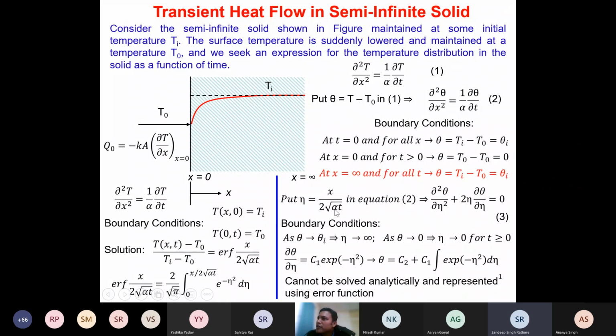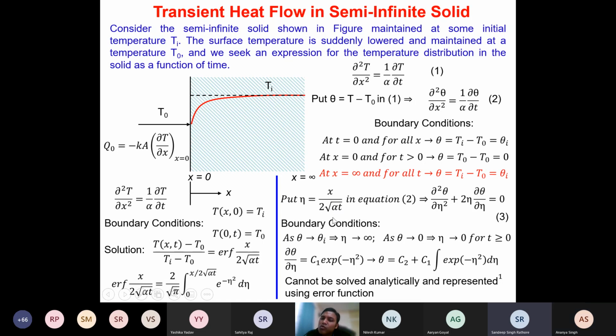Now alpha is what? Thermal diffusivity. What will be the unit of thermal diffusivity? Meter square by second, isn't it? So meter square by second into time, and time has a unit of second, so the second gets cancelled out. Alpha t will have the unit of meter square, so under root of that will be just meter, and that meter will get cancelled out with the unit of x. So this entire thing, x divided by 2 under root alpha t, is going to give you a dimensionless number. Do you all agree? Yes, sir.